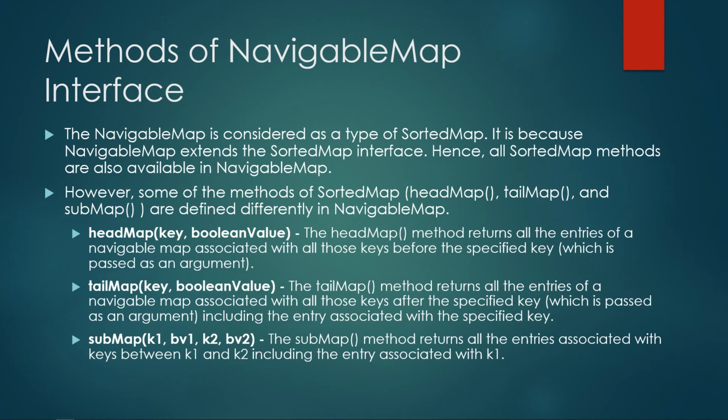Next, you have the tail map method. The tail map method returns all the entries of a navigable map associated with all those keys after the specified key, which is passed as an argument, including the entry associated with the specified key. Finally, you have the sub map method. The sub map method returns all the entries associated with the keys between k1 and k2, including the entry associated with k1.